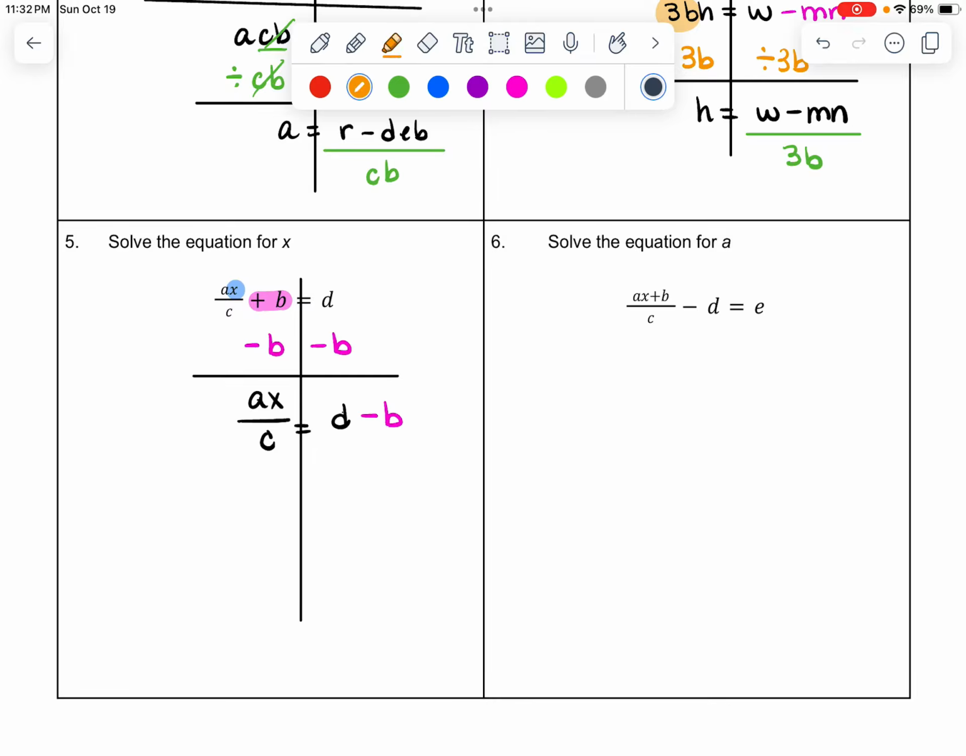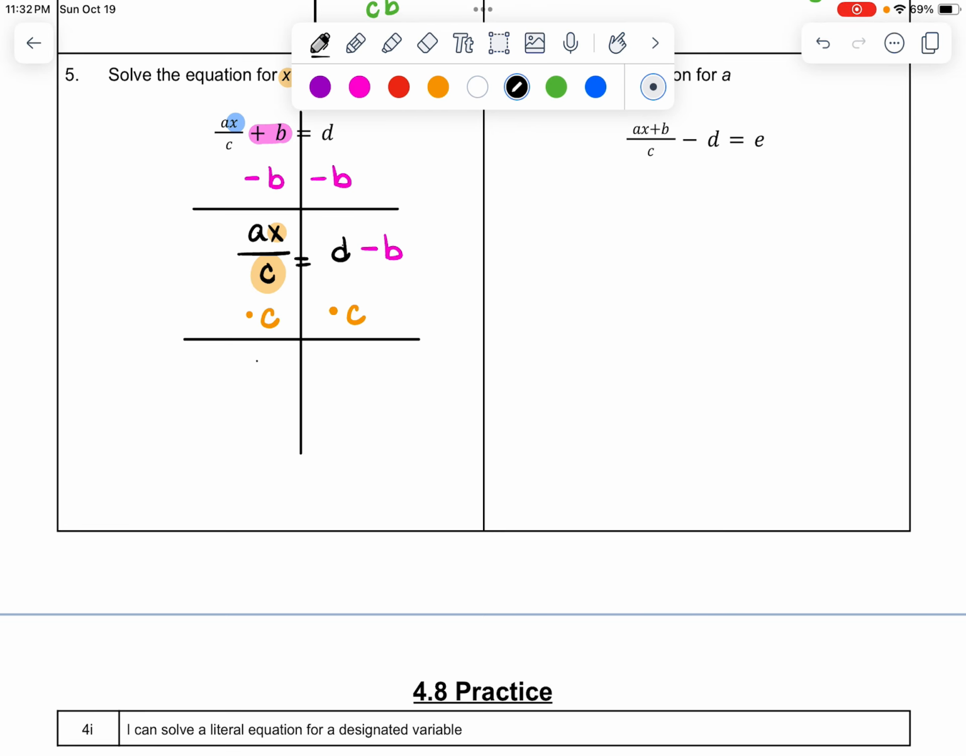Now I'm going to again work with the number or the letter that's farthest away from the X. Our goal is to get X by itself. So I'm going to get rid of this C. That line means division, so I'm going to multiply by C. Now this part's a little bit tricky. So I'm going to copy down my AX because my C is canceled, but here's the tricky part. To show that we're multiplying this whole thing by C, we have to put that inside of parentheses. So D minus B, and then put the C on the outside.